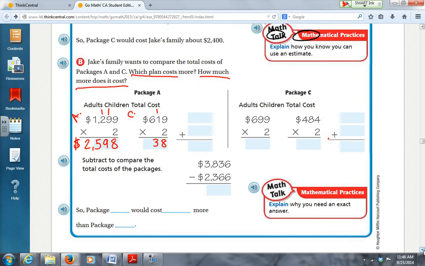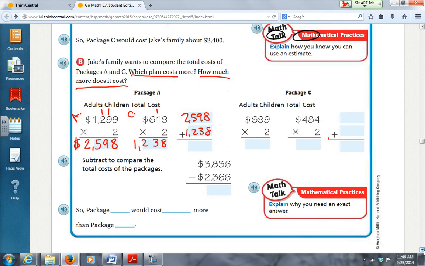Do I need to regroup that? No, because 3 tens isn't into a hundreds. And then I multiply the hundreds place. 2 times 6 is? Okay. Now I got my totals, right? Now I need to add those totals together to figure out what the total trip would cost. So I'm going to put 2,598 here. And I'm going to put 1,238 here. And I'm going to add them together.